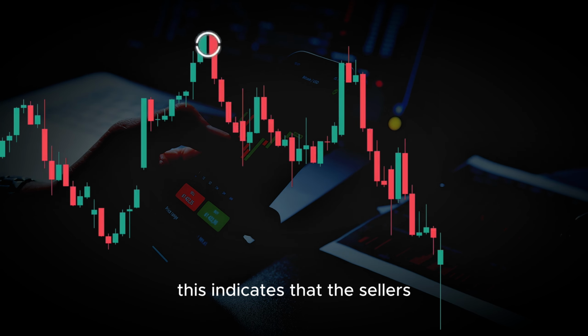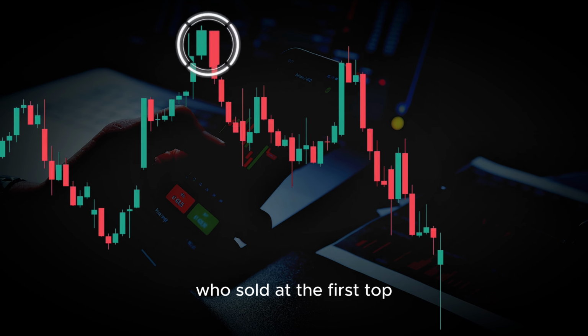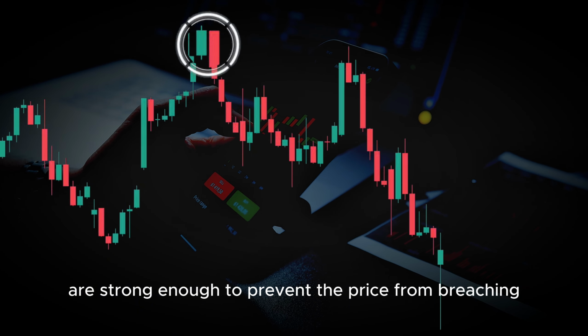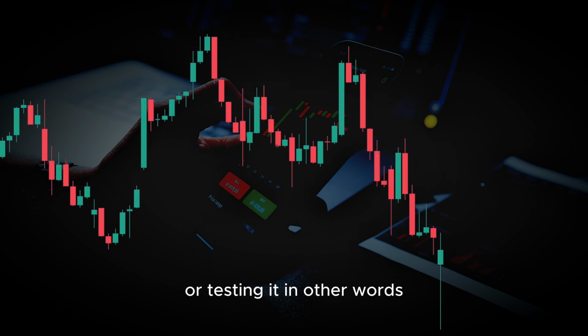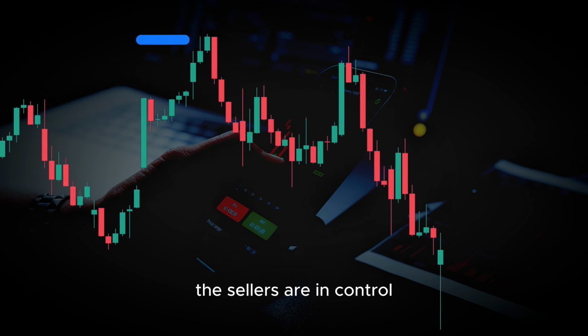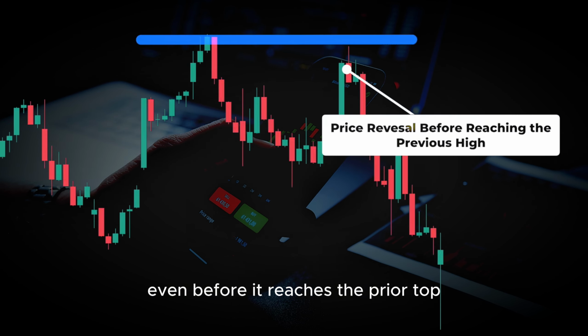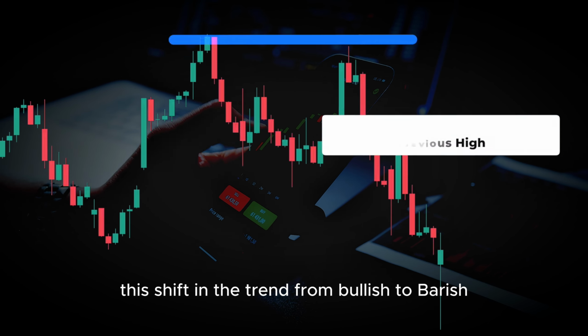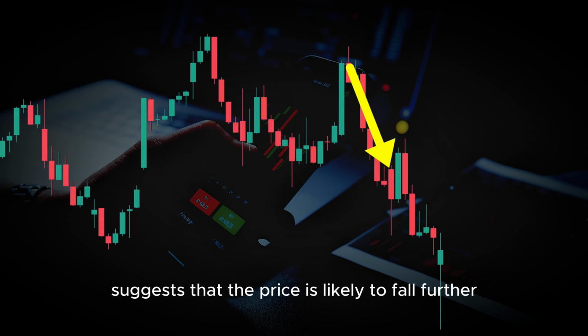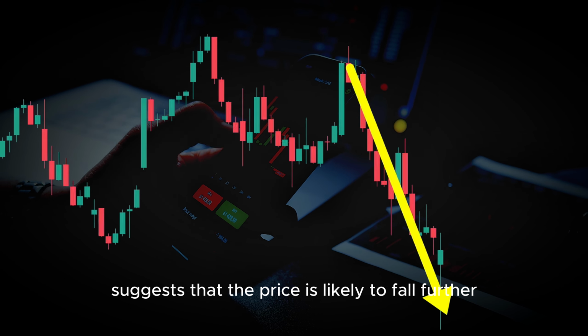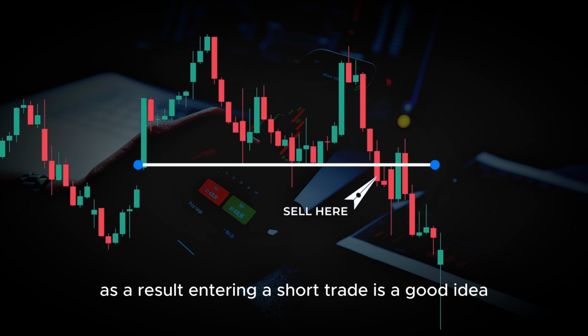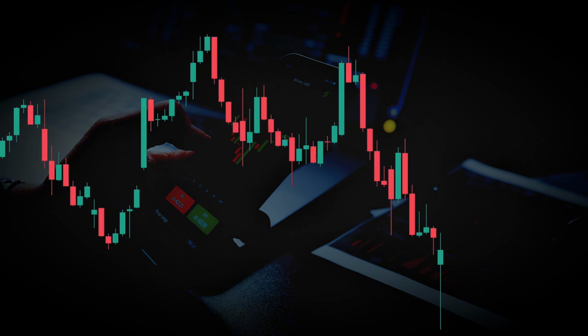This indicates that the sellers who sold at the first top are strong enough to prevent the price from breaching or testing it. In other words, the sellers are in control and they are reversing the price even before it reaches the prior top. This shift in the trend from bullish to bearish suggests that the price is likely to fall further. As a result, entering a short trade is a good idea.